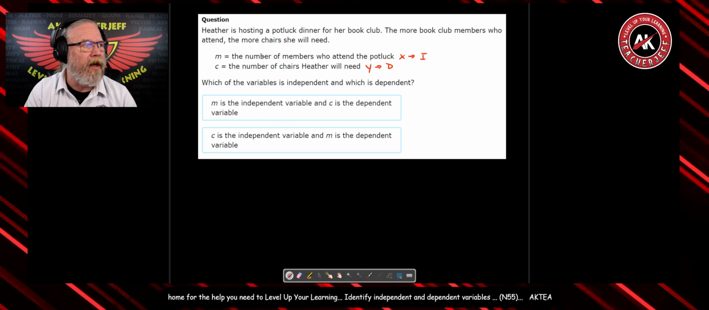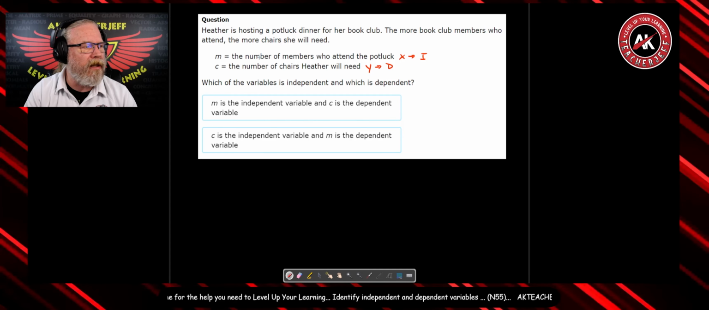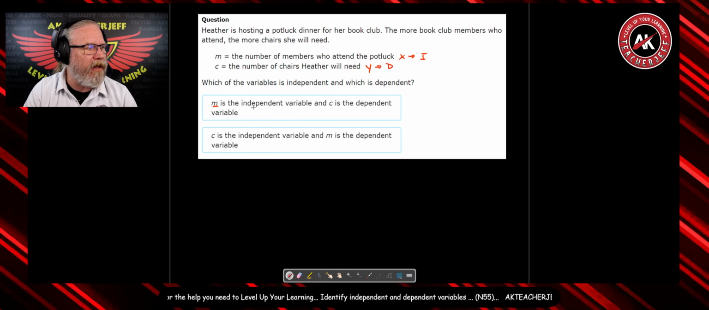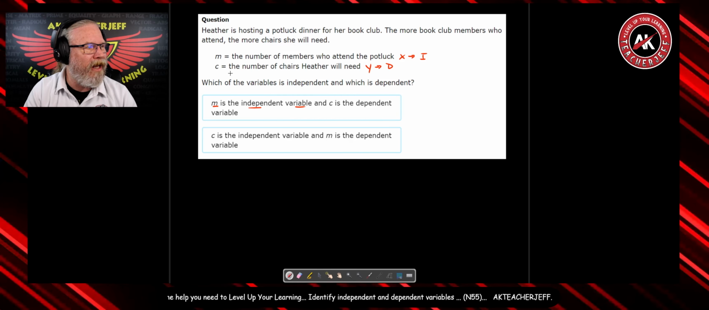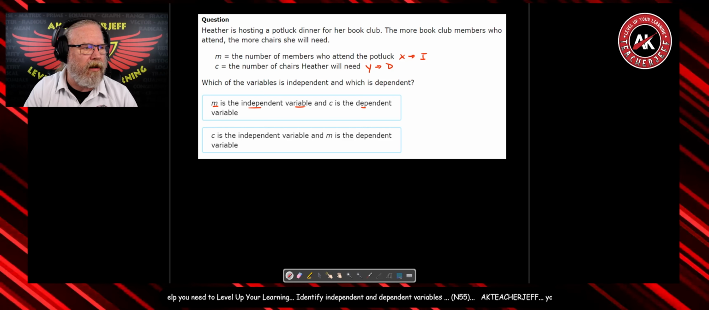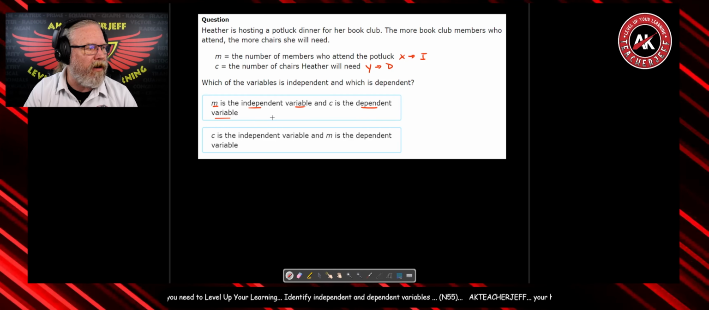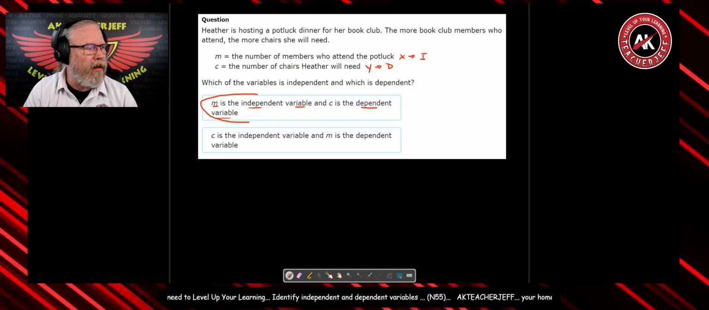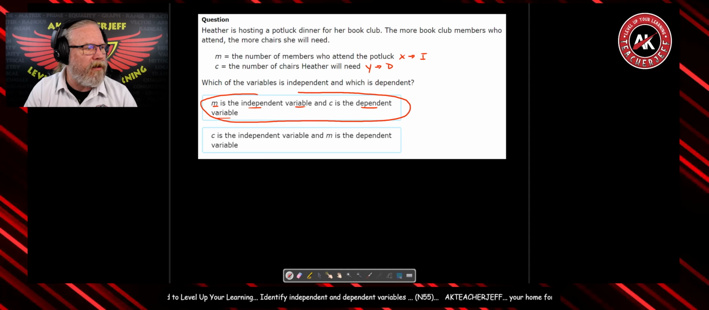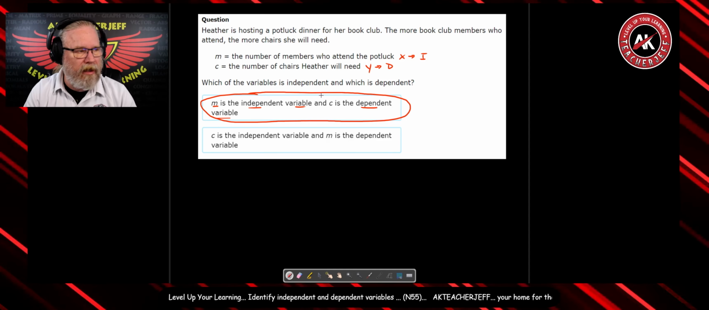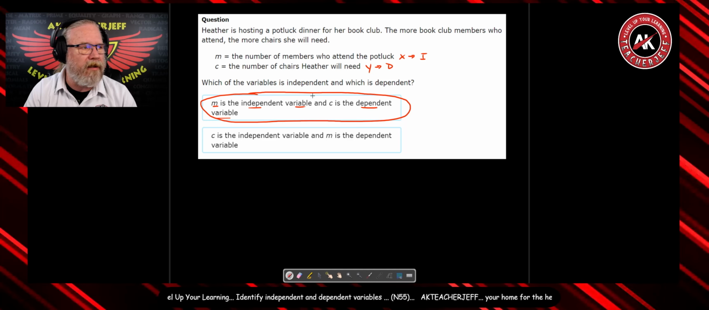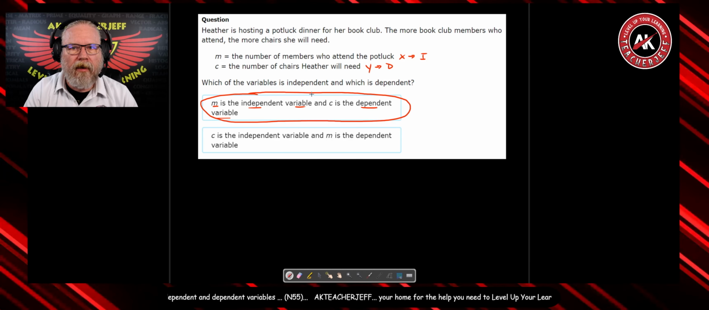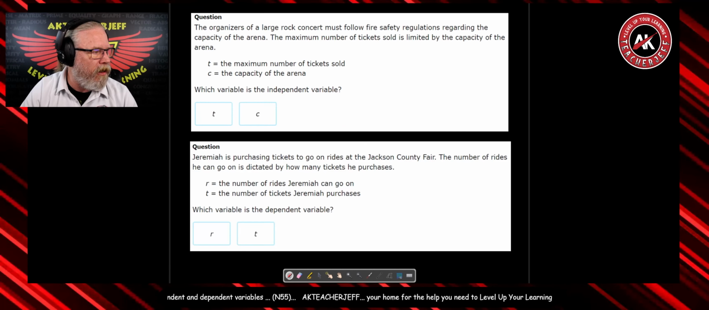So we're looking for M is the independent variable. Right there we have it, M, independent variable. And C is our Y value, which is our dependent variable. So on all three of our first problems here, it turns out that it is indeed the first selection. So let's go ahead and look at the next slide here.